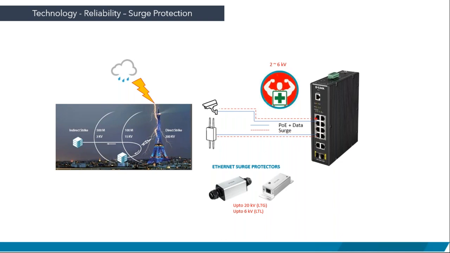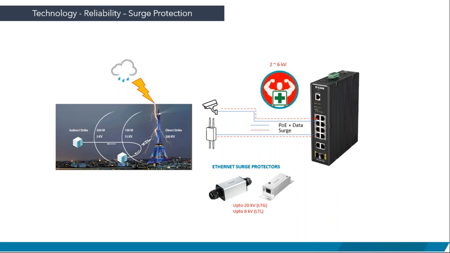One more thing: we have some deployment guidelines, which will come at the end, that will help you during deployment. But I would also like to highlight one thing here, which is surge protection. Why? Because whenever any device, whether it is CCTV, sensors, or access points, it needs a cable to power on those devices. It needs PoE to power on the device.